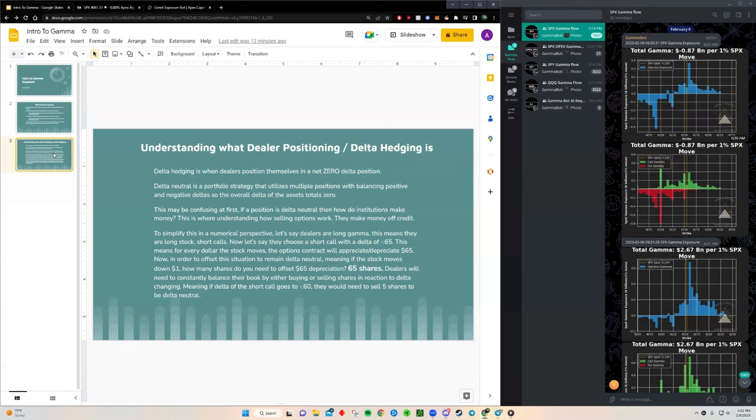If a position is delta neutral, then how do institutions actually make money? This is where understanding how selling options actually works. They make money off credit.